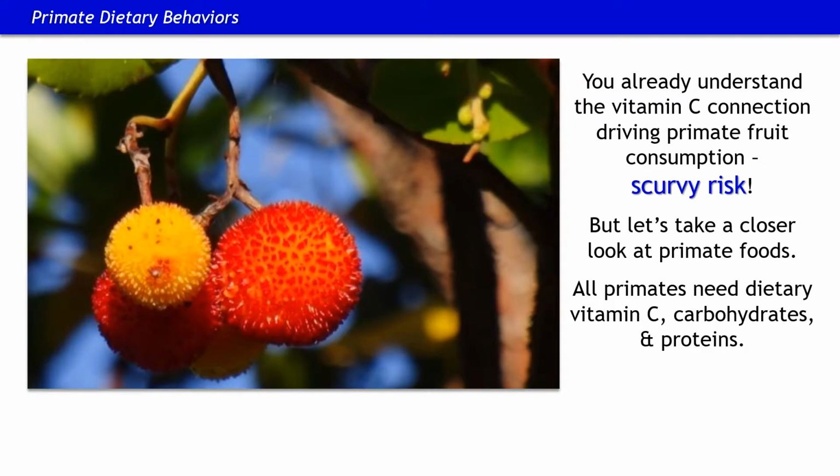You already understand the vitamin C connection driving primate fruit consumption, scurvy risk. But let's take a closer look at primate foods. All primates need dietary vitamin C, carbohydrates for energy, and proteins.